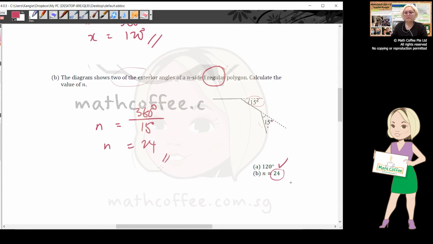Okay, done. A lot of students take the long way: they take 180 minus 15, then find the interior angle, then find the sum of interior angles, then equate it to the number and solve for n. You can save a lot of time by just doing this. You understand what I mean? A lot of students always remember the sum of interior angles, but don't remember that I can actually just use the exterior angle and divide.